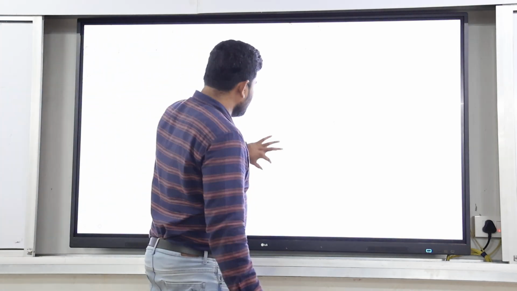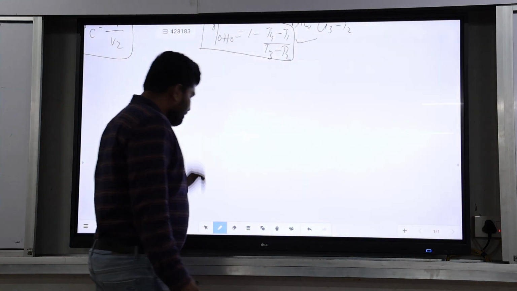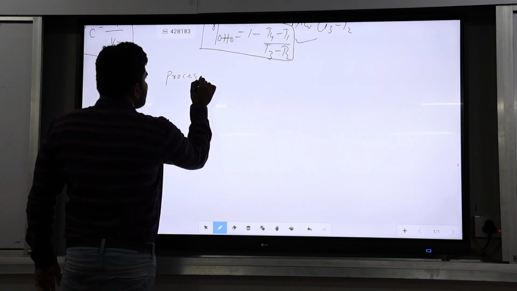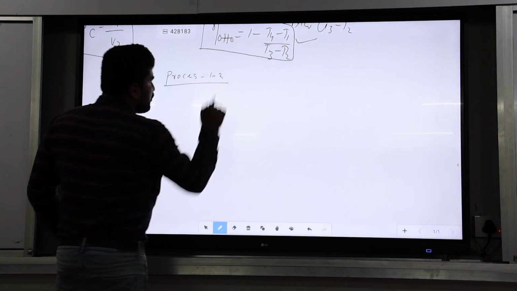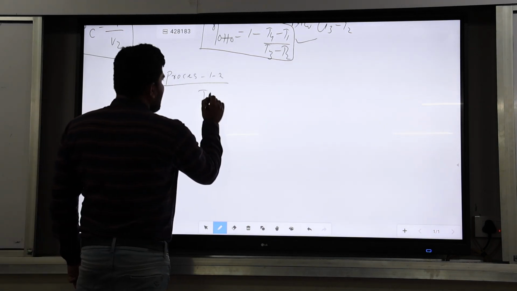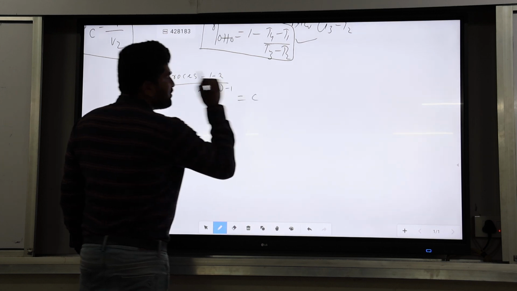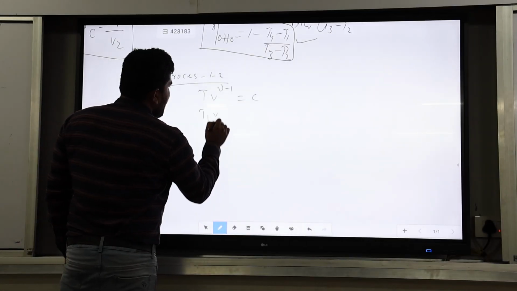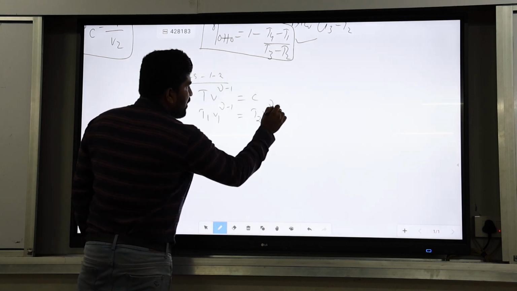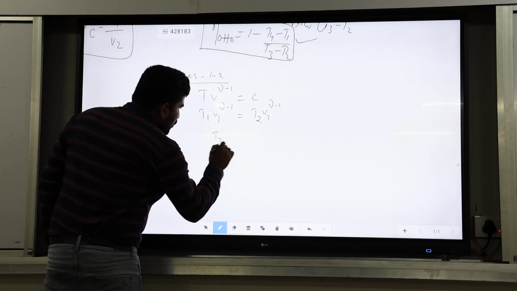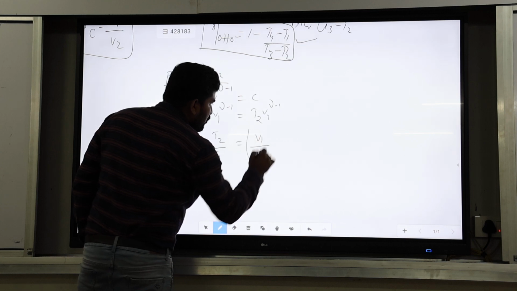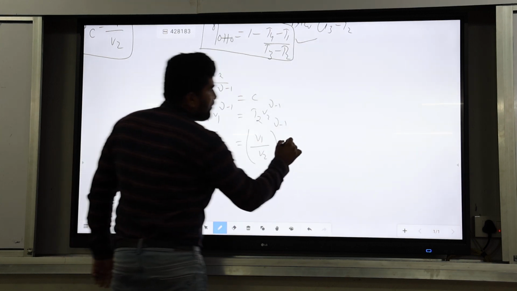See how to find this. We know that process 1 to 2 is the isentropic process. So T V to the power gamma minus 1 equals constant. So T1 V1 to the power gamma minus 1 equals T2 V2 to the power gamma minus 1. So now T2 by T1 equals V1 by V2 to the power gamma minus 1. Equation 1.